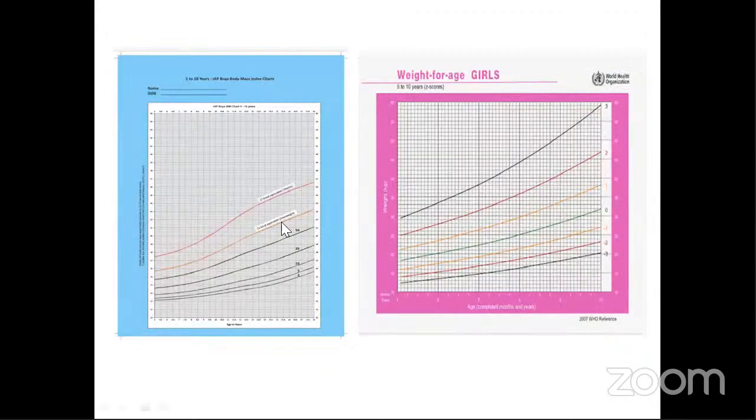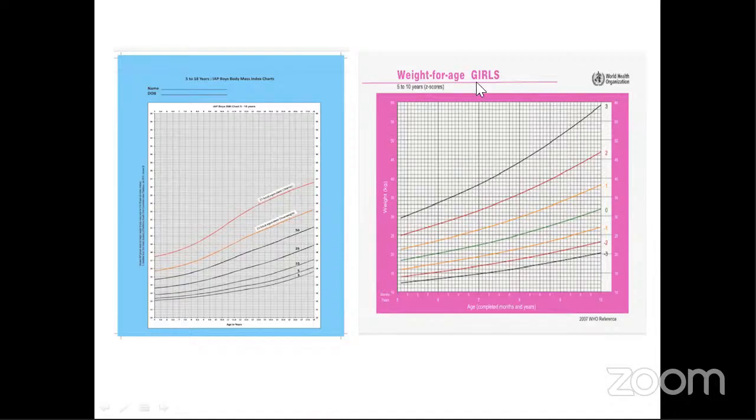So this one is the BMI chart. Here you have two lines, 23 adult equivalent and 27 adult equivalent. If the child's BMI is falling above this 23 adult equivalent, it is called overweight. When it is more than 27 adult equivalent, it is called obesity.